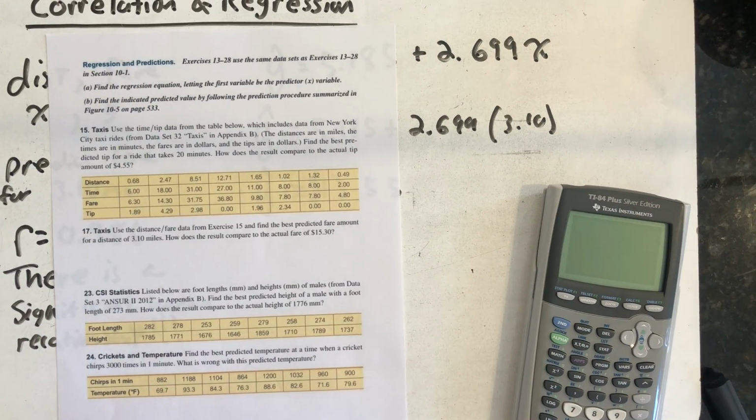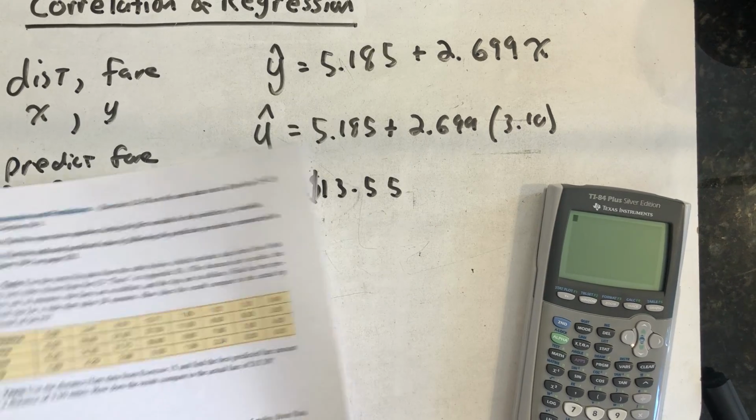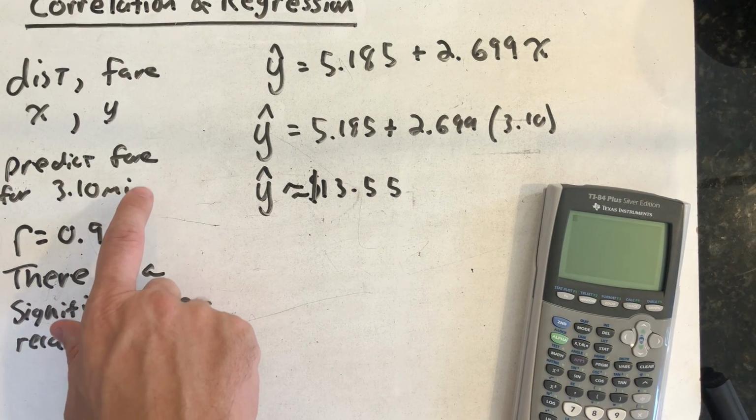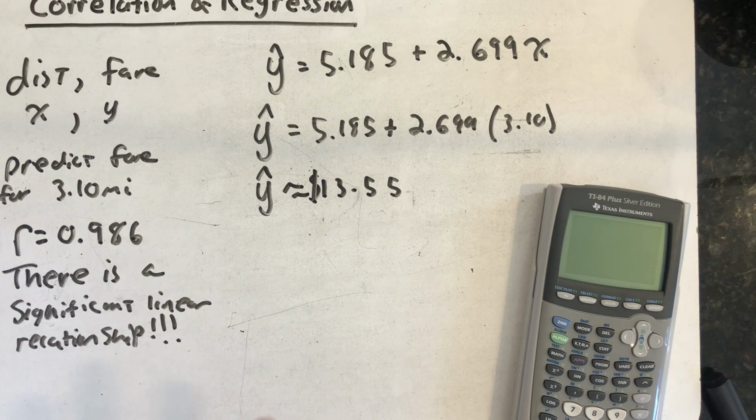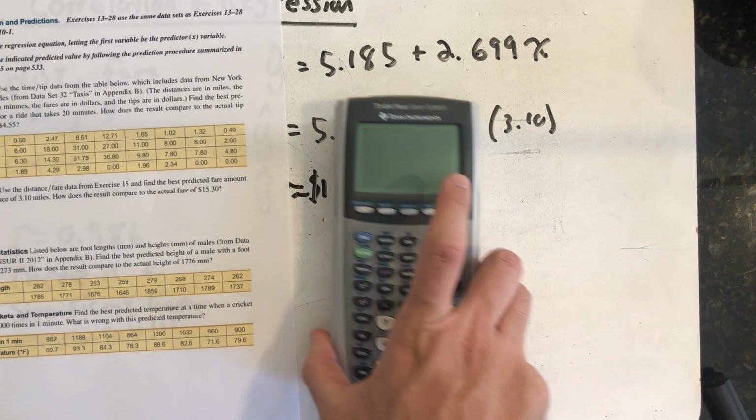In our last video, we provided a solution to number 17 from our textbook and found that for a taxi ride that was 3.10 miles long, the fare would be $13.55, or that would be our prediction. I thought I'd show you something else our calculators are capable of doing.